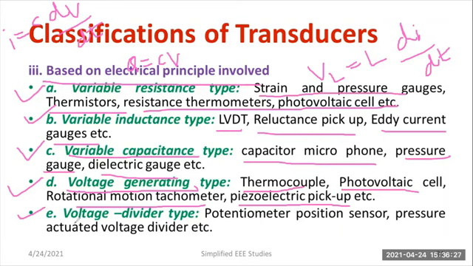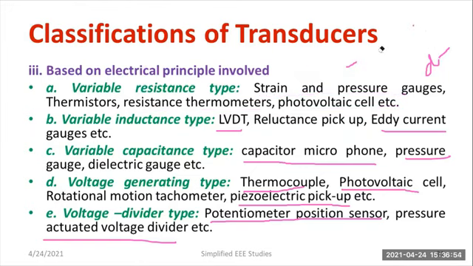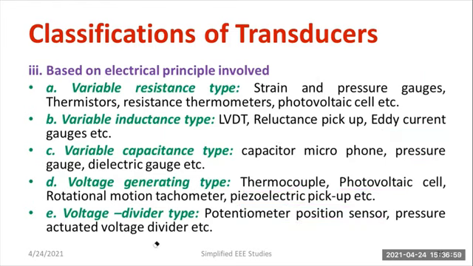Now, voltage divider type transducer. For example, potentiometer position sensor, potentiometer position type. It will be either linear or rotational. Then pressure actuated voltage divider type. It obeys the principle of voltage division. You know the voltage division formula, so this is operating according to the voltage division formula. So we can say that this is one of the important classification criteria. According to that, we can make an example of this type of transducer. These things come under one umbrella.